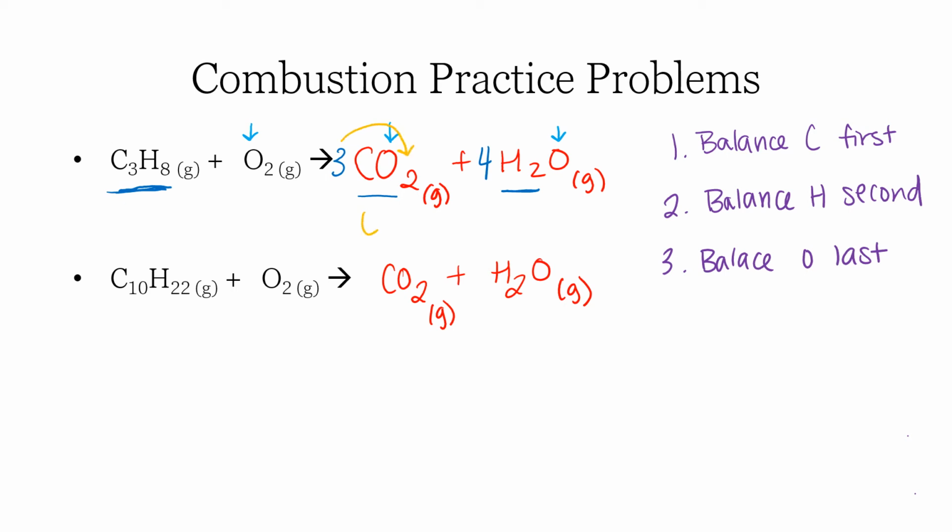So in this carbon dioxide, I have a total of 6 oxygens, and I'm adding them to 4 oxygens from the water, which gives me a total of 10. So I need to think about what number would go in front of the oxygen that would give me 10 oxygen atoms. And that number is going to be 5, because 5 times 2 is 10.